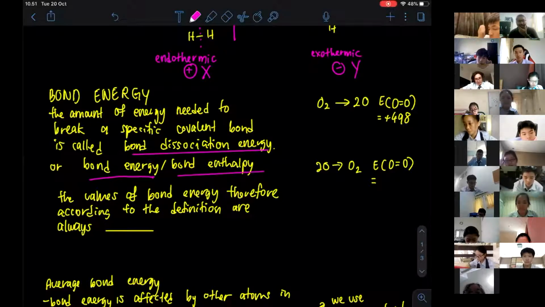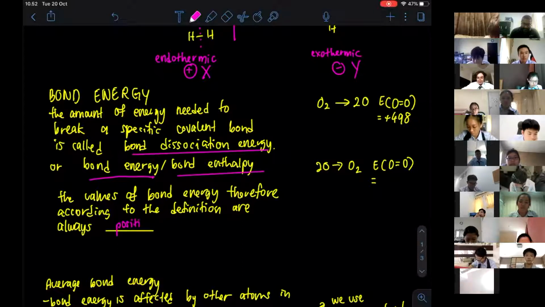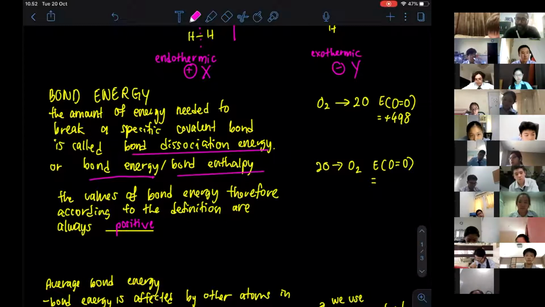Now, the values of bond energy, according to the definition, are always what? Michelle, is it always negative or always positive, according to the definition? Positive. Yes, because it's the energy required to break the bond, so therefore they are always positive. They are given in your data booklet as always positive. That's the meaning of bond enthalpy or bond energy, because that's the energy required to break the bond.